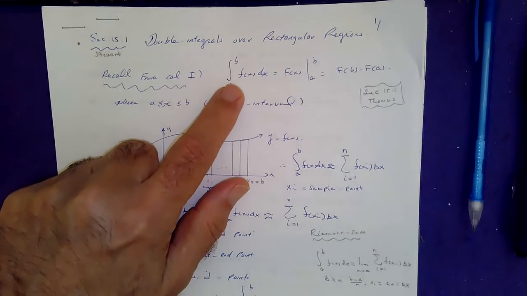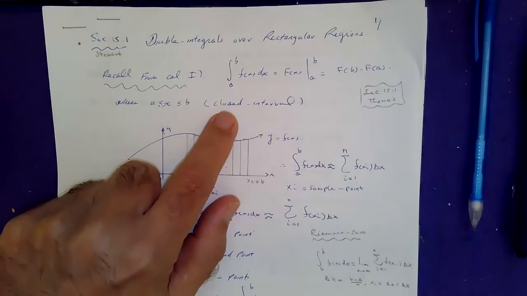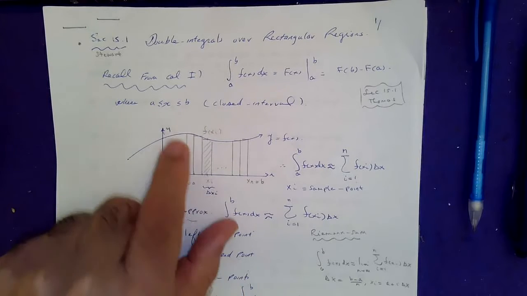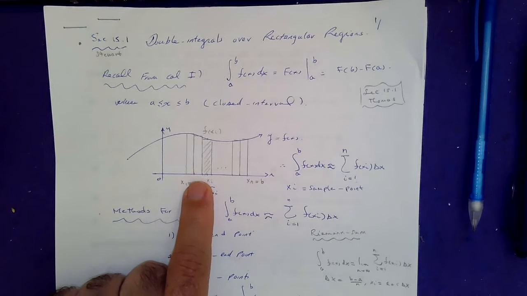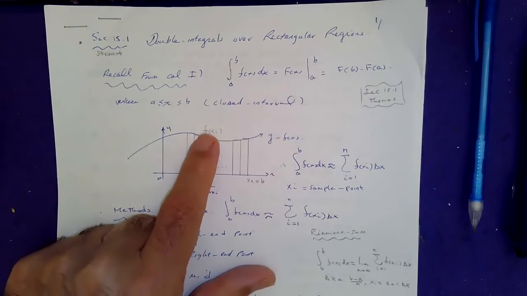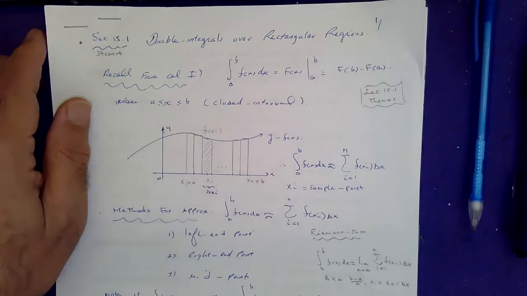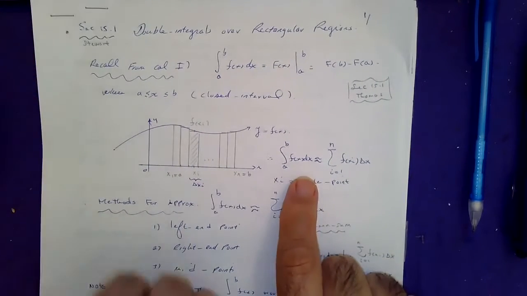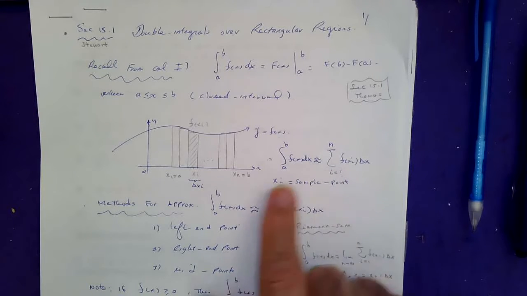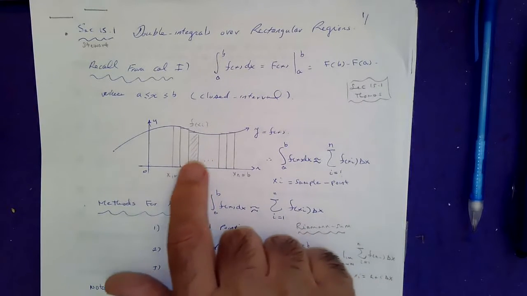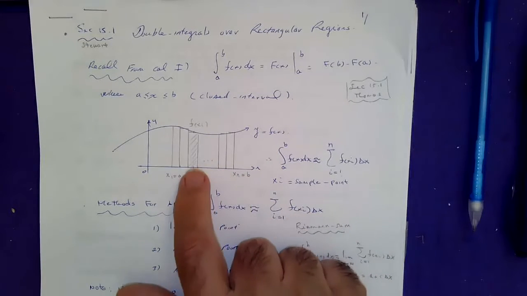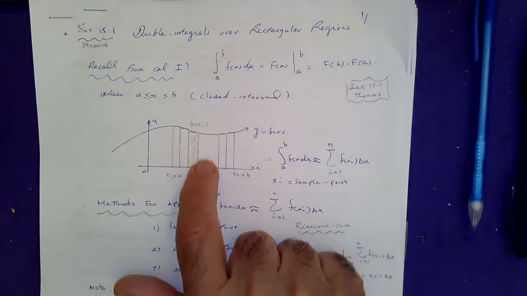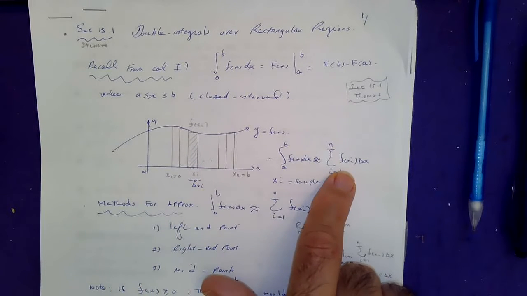However, the definite integral was performed over a closed interval. So that means x had to go from a to b on a number line. And the way we approximated the area under the curve, provided f of x was a positive function, was by taking these rectangles. So we divided the area under the continuous curve into sub-intervals, and we added the areas of these rectangles.